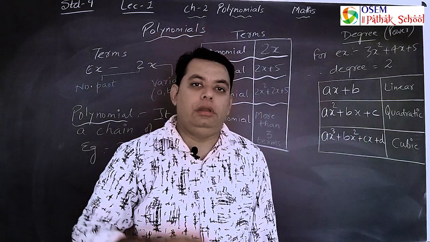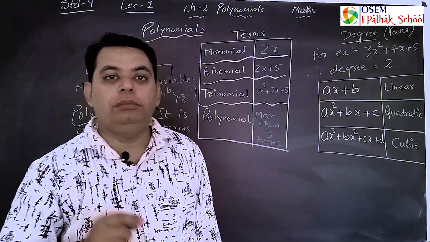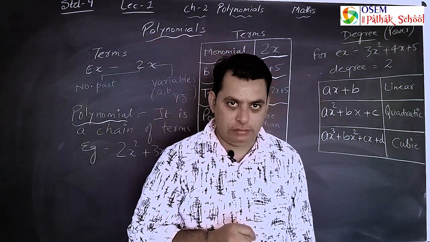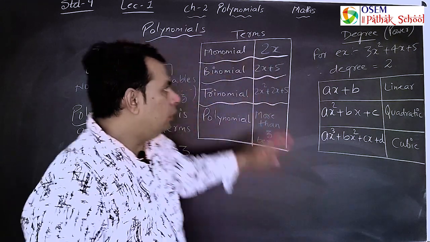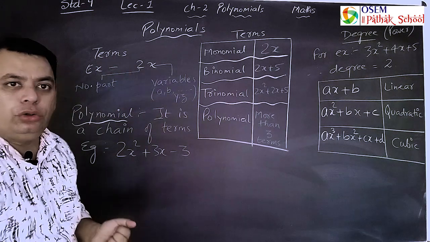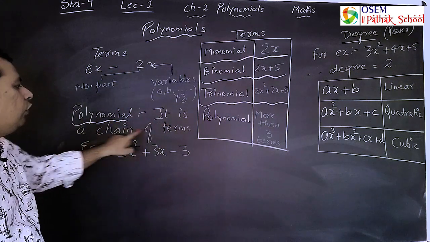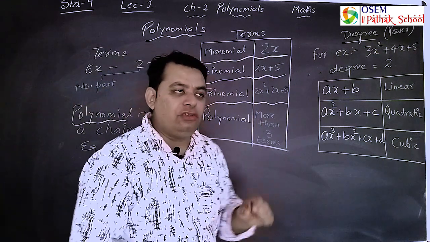Now students, we are having a small revision of the chapter which we have studied, that is polynomials. I am making a short revision of polynomial, chapter number 2. So what is a polynomial? I have written: polynomial means it is a chain of terms.